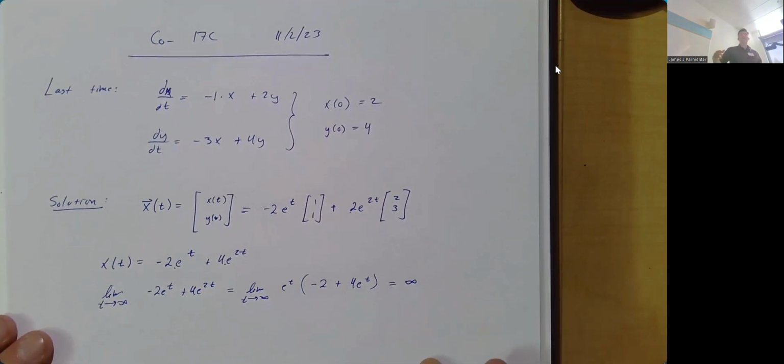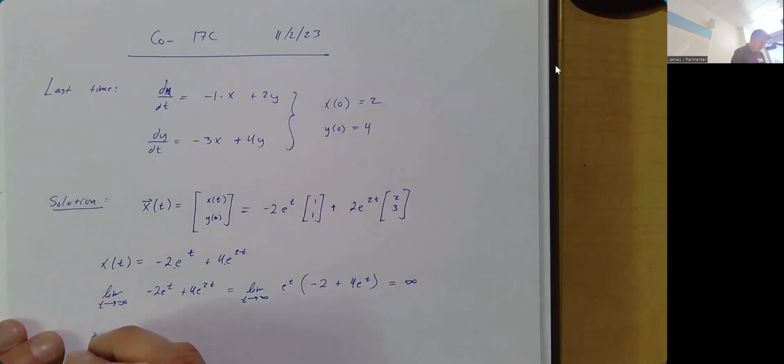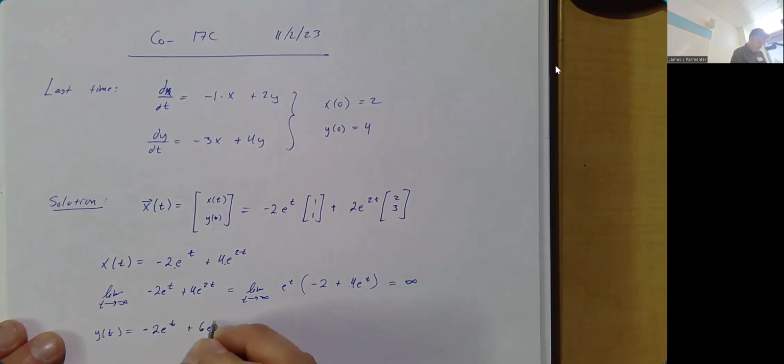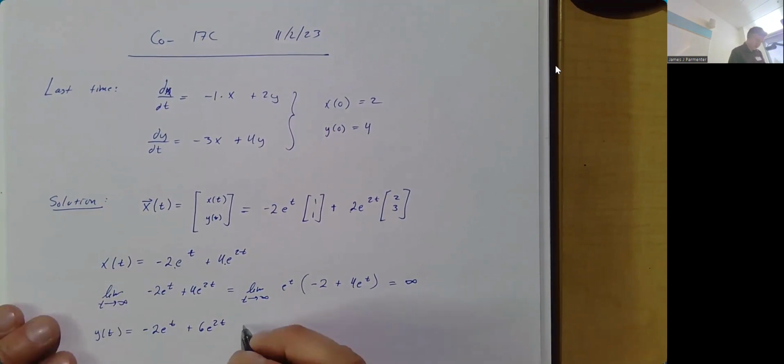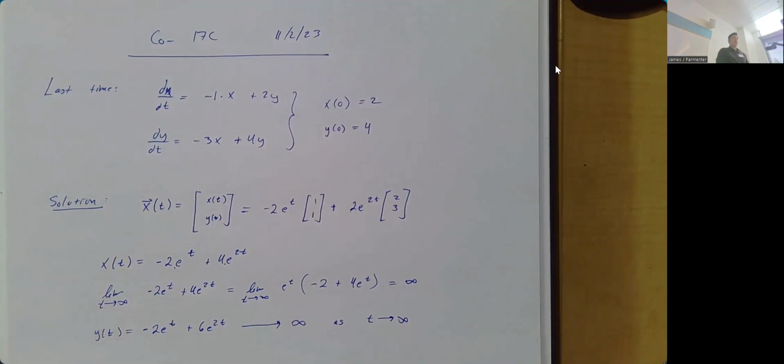Or in other words, if we let time go on forever without any sort of other influences on the system of differential equations, the population of deer will grow infinitely large. In a similar way, look at y of t, which is -2 e to the t plus 6 e to the 2t. Well, that will also get infinitely large as time goes on. That's not super helpful on its own, but it does give us an idea of what's happening here. I would say that both of these populations are unstable, right? We have an unstable equilibrium because we're not honing in on any one particular value for x and y.